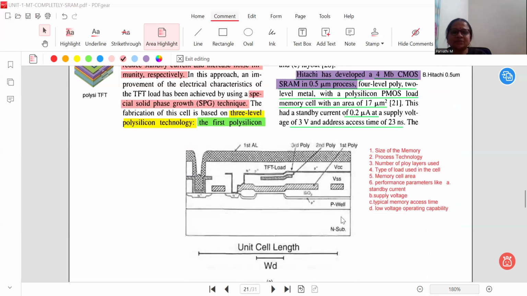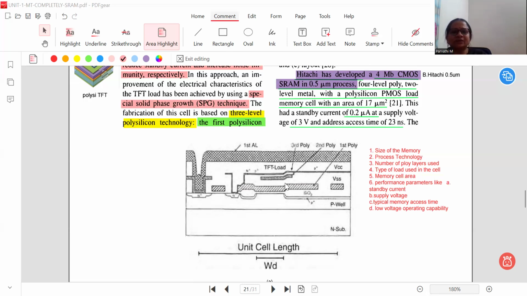So this is the N substrate, above which is the P well, then above which you can observe the N plus material, the NMOS FET here, and then above which is the third poly. This is the top layer of third poly; beneath that you can observe the second poly, and beneath that the first poly. This first poly is a little bit wider than the second poly, the second poly is a little bit less wide compared to the first poly, and then the third poly is a little bit less wide compared to the second poly.